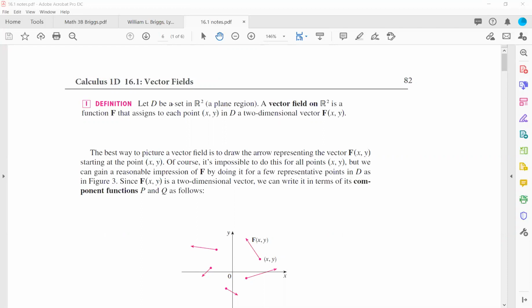The best way to picture a vector field is to draw the arrow representing the vector f of x and y, which starts at point x and y. Of course, it's impossible to do this for all points. Remember that the domain is a subset of R squared, which includes infinitely many points. But we can gain a reasonable impression about f by doing a few representative points in D, as you can see in the following figure.